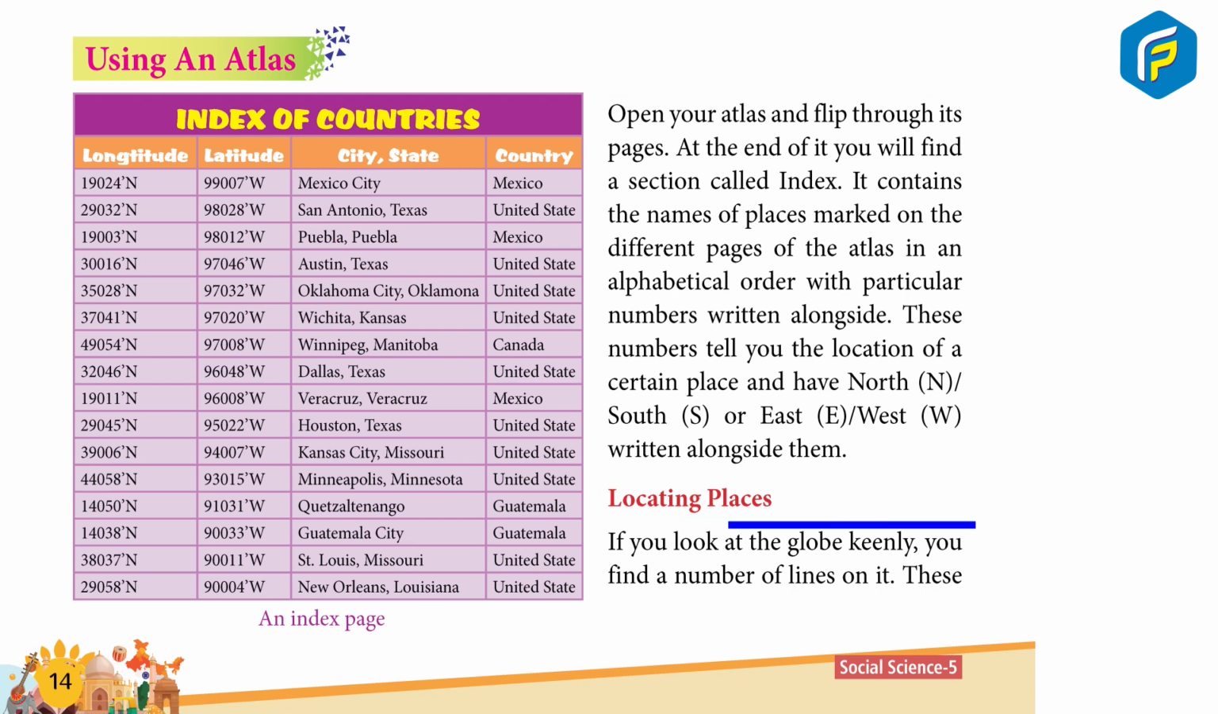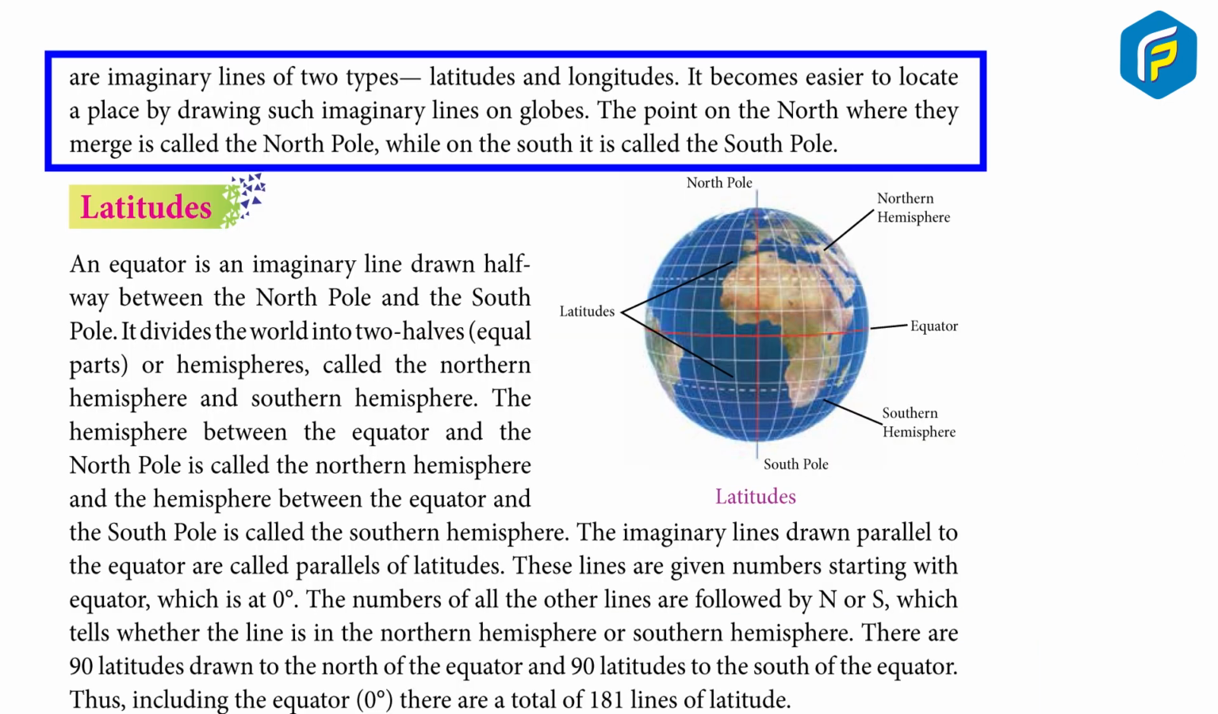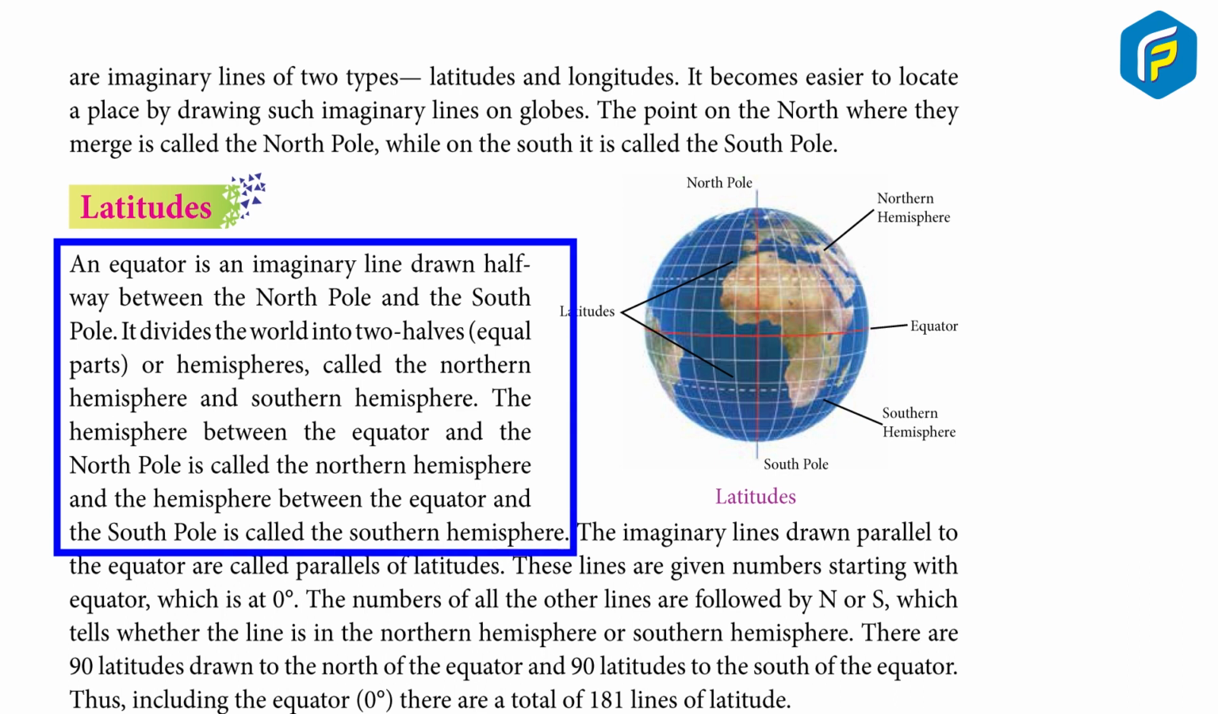Locating places. If you look at the globe keenly, you find a number of lines on it. These are imaginary lines of two types, latitudes and longitudes. It became easier to locate a place by drawing such imaginary lines on the globe. The point on the earth where they merge is called the North Pole, while in the south it is called the South Pole. Latitudes. The equator is an imaginary line drawn halfway between the North Pole and the South Pole.